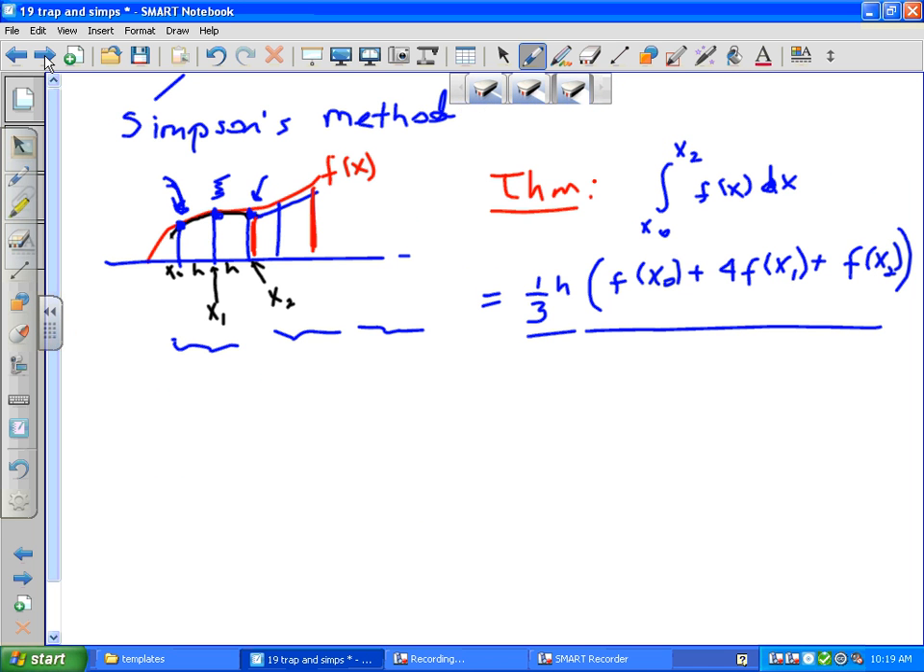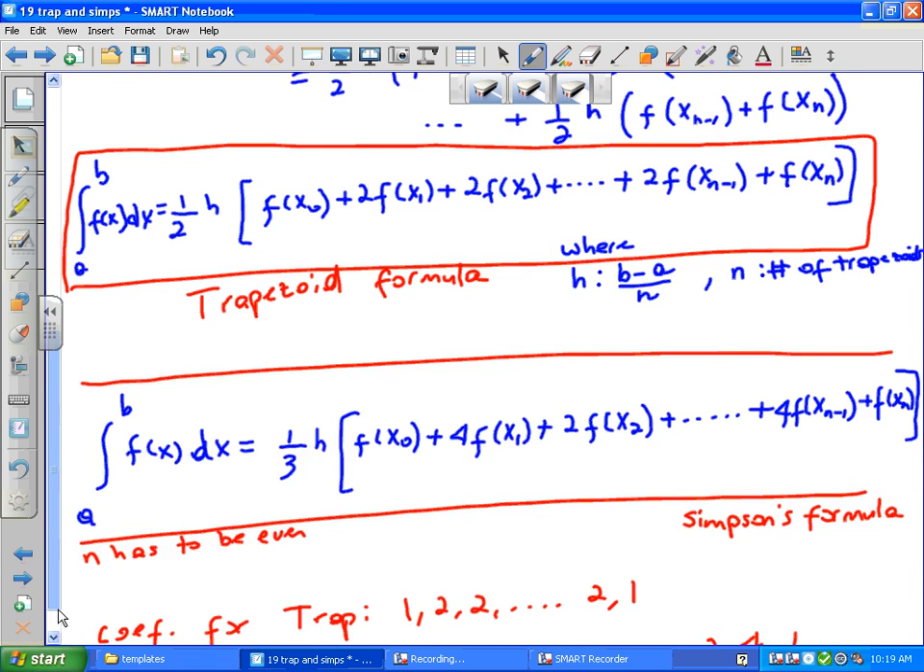Look at these as groups of 2 rectangles next to each other, then the next 2, then the next 2. So this one is not being shared, so that one stays as 4 times f of x sub 1. But this one will be shared. So what will be the coefficient of that one? 2 times f of x sub 2.